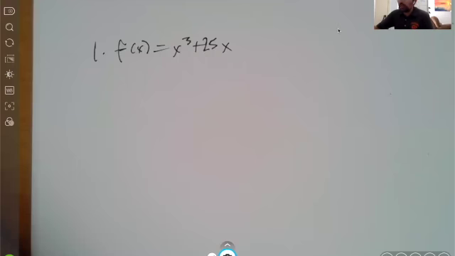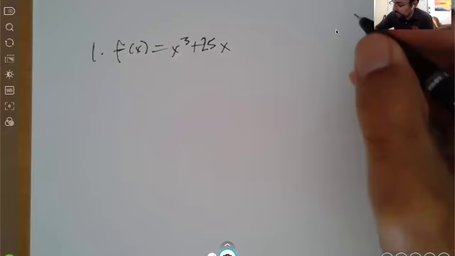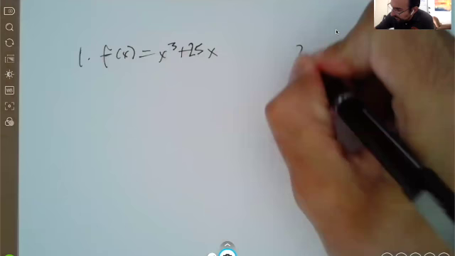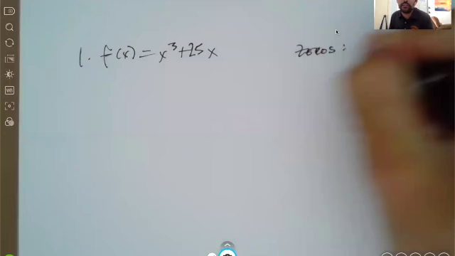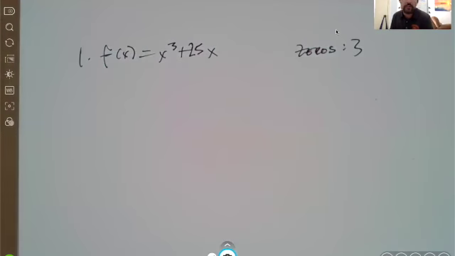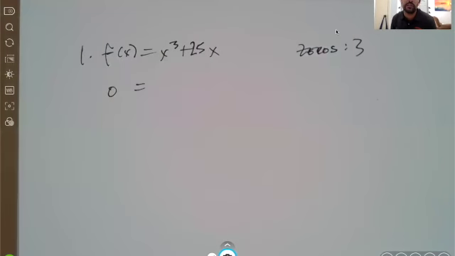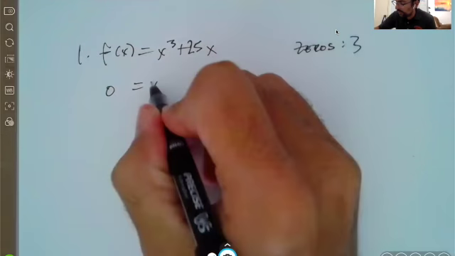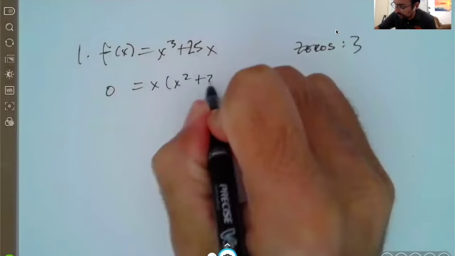All right, so let's find the number of zeros total. We should expect 3 zeros because my degree is 3. We also know there are 2 turning points, but I'm not asking for that right now. So let's set this equal to 0. As we do it, we see that we can factor out an x from each of these. That would leave me with x squared plus 25.